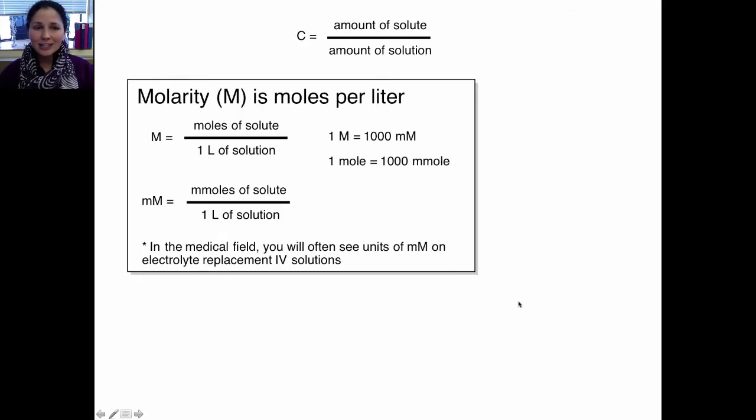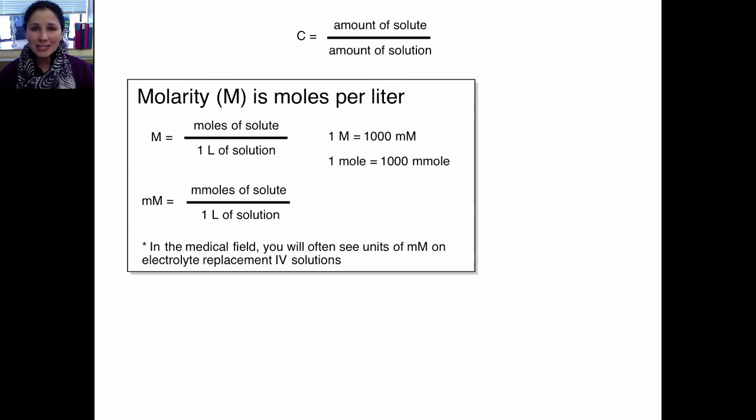Another unit is molarity. Molarity is moles of solute per liter of solution. And you can also see this type of unit as millimolarity, which is simply millimoles of solute per liter of solution. Molarity is represented by a capital M, but it can also be written as moles per liter of solution. And millimolar is written as little m, capital M, and it can be literally read as millimoles of solute per liter of solution. And one can be converted to the other using the equivalency that 1 mole is equal to 1,000 millimoles. Since this is true, 1 molar is equal to 1,000 millimolar.